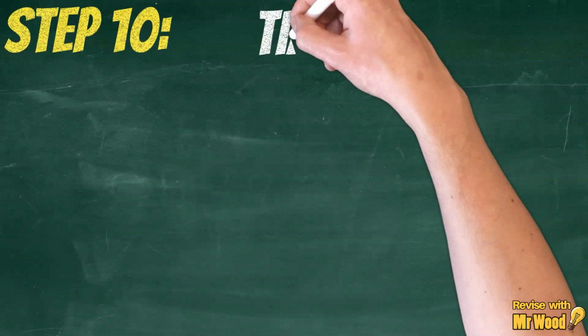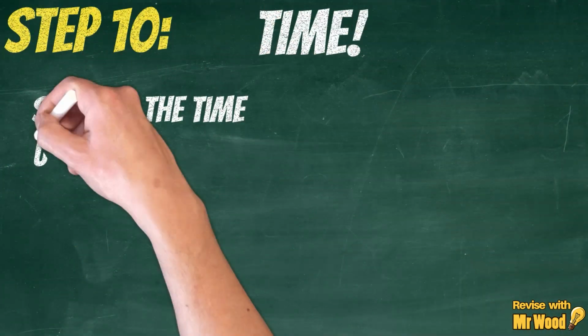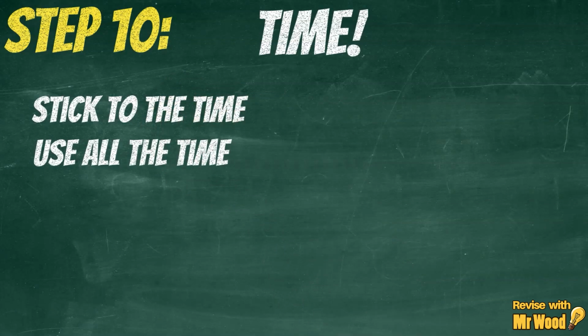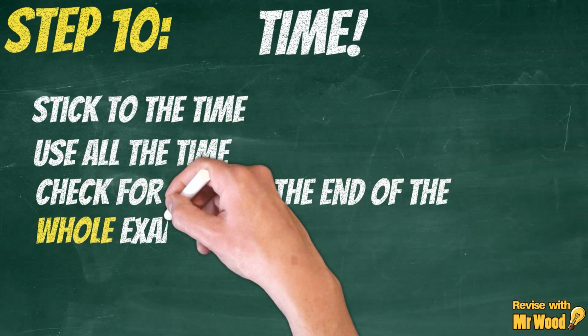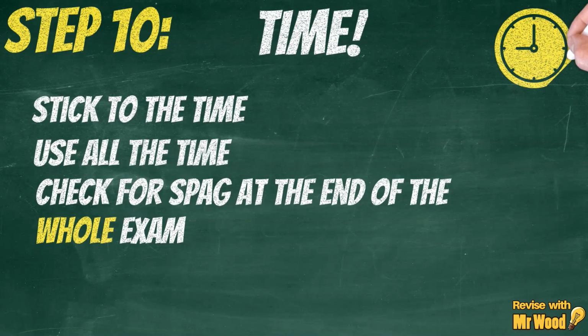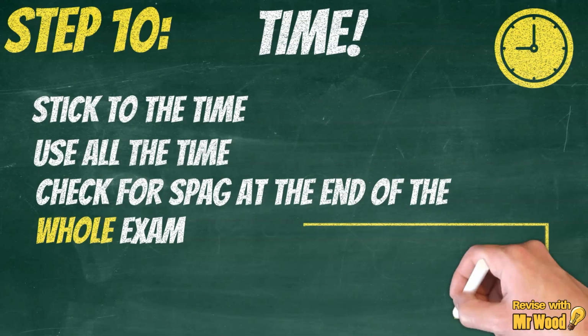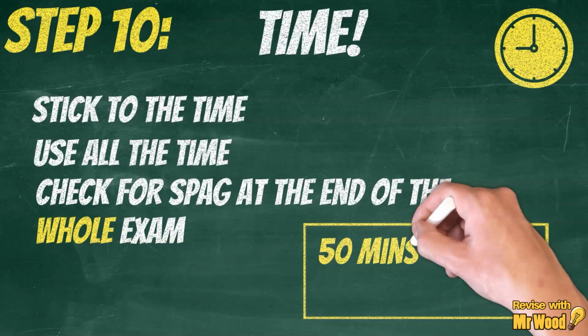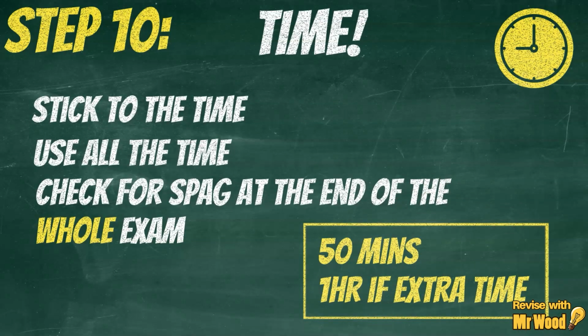Step 10, keep an eye on the clock. Stick to your time. If you get extra time, use it. Use all of the time. SPAG marks are available, so do check the answer. It's best though if you do it at the end of the exam, you're more likely to spot them. Standard times for AQA Lit are 50 minutes per essay on paper 1. If you get extra time, it's just over an hour.